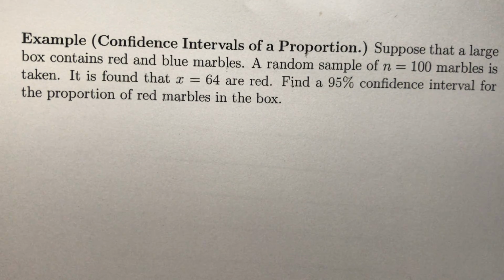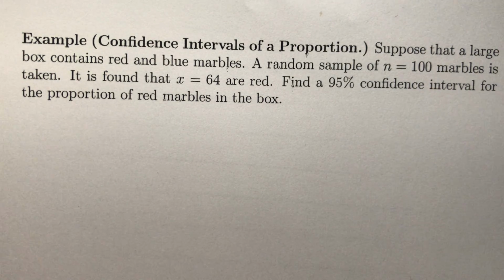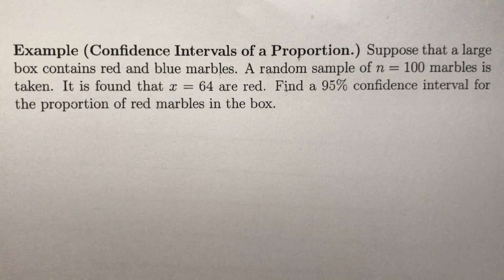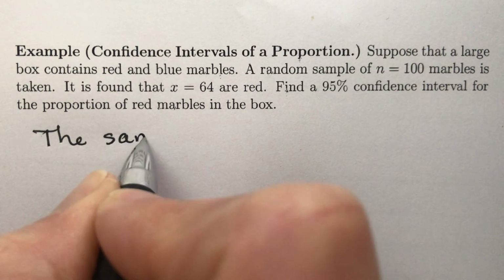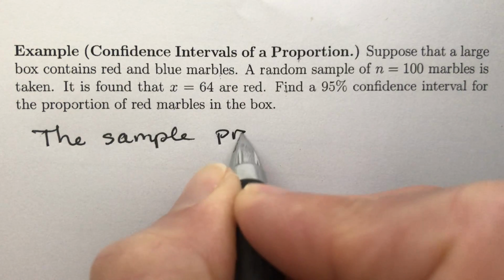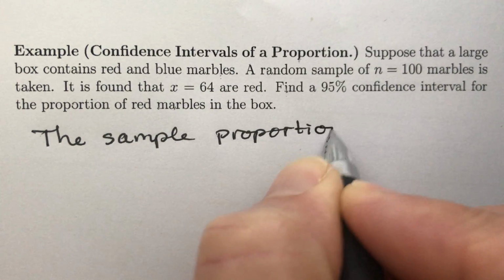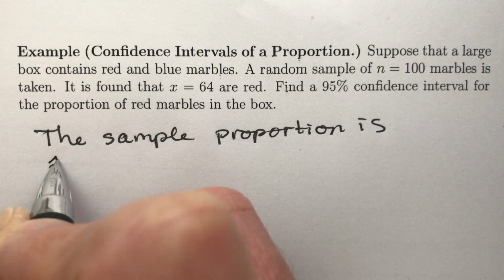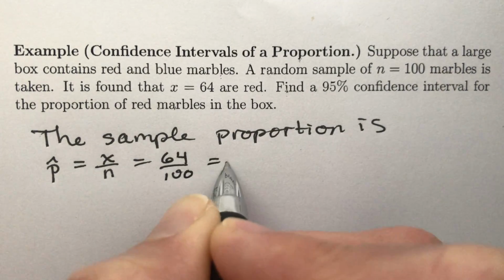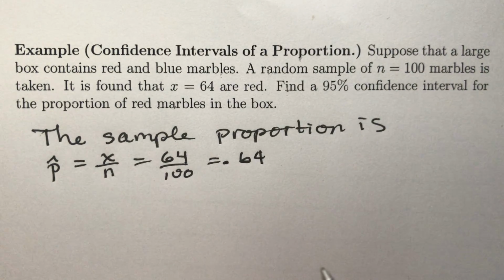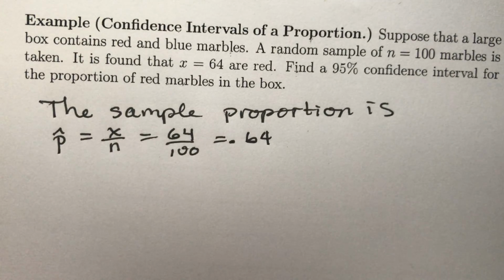And when 100 were taken out, or you can say 100 with replacement, it's found that 64 out of the 100 are red. And we're going to find a 95% confidence interval for that. Okay, so the sample proportion is written as p hat, and that's x over n. So that's 64 out of 100, and that's 0.64. And to do this problem, we're going to use a TI-83 calculator.